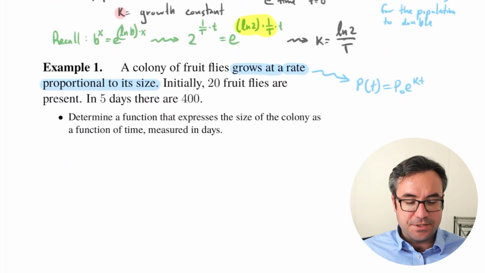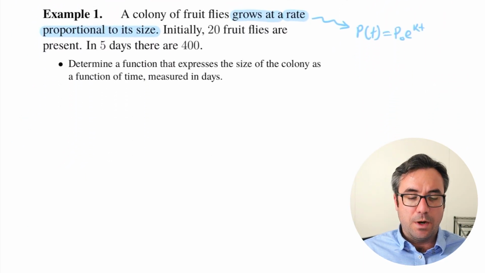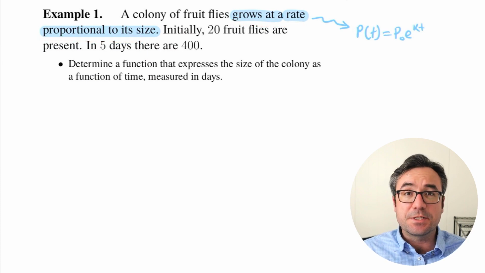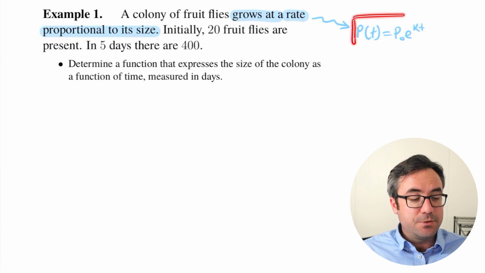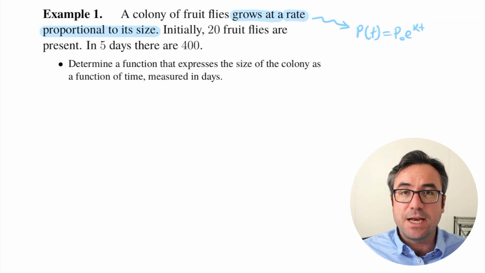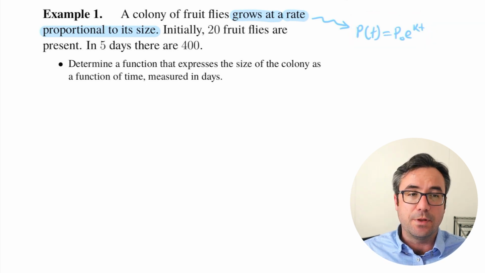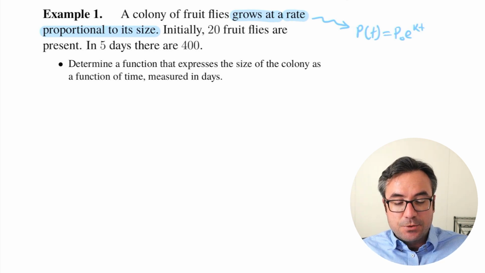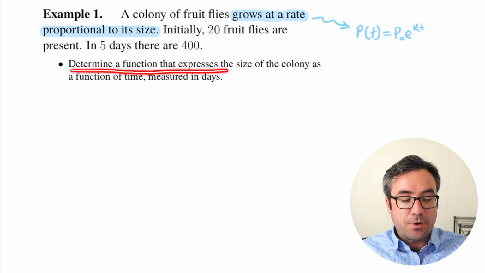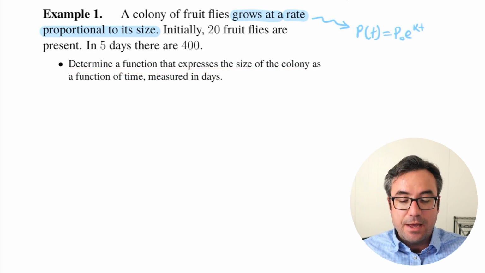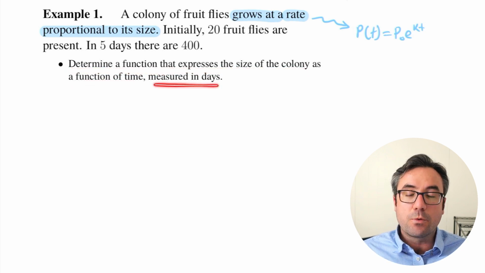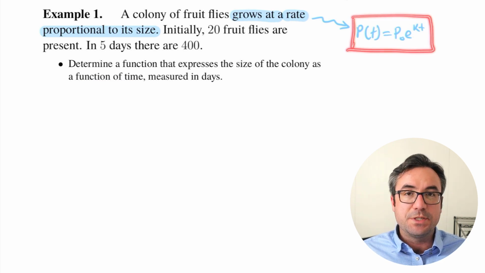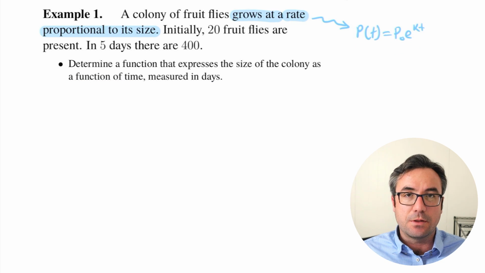All right, so let's keep going with example 1. We know that our population is experiencing exponential growth. So that means we can model its population size using our exponential growth formula. And what we want to do is determine a function that expresses the size of the colony as a function of time, where we're measuring time in days. So we actually want to figure out more specifics about what this formula is going to look like.